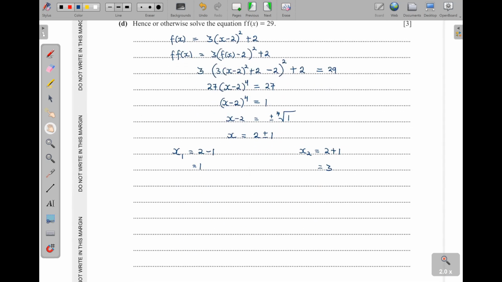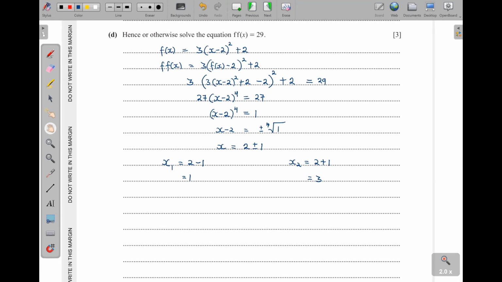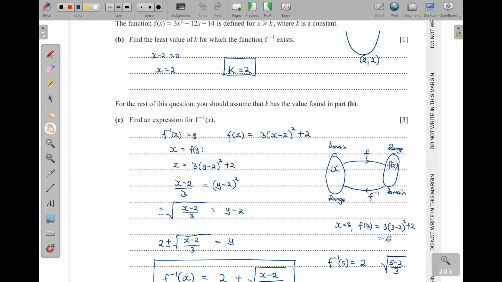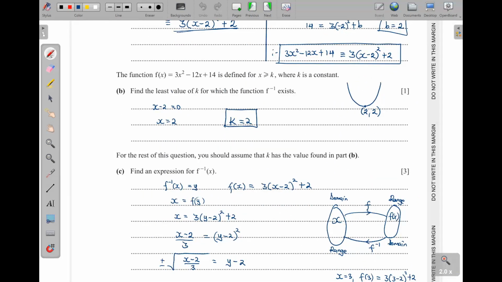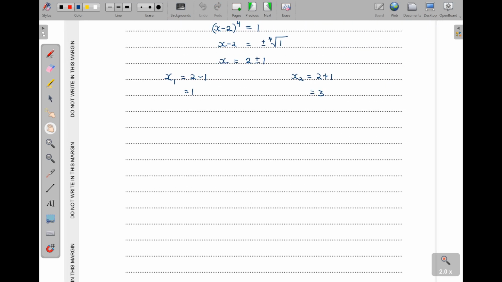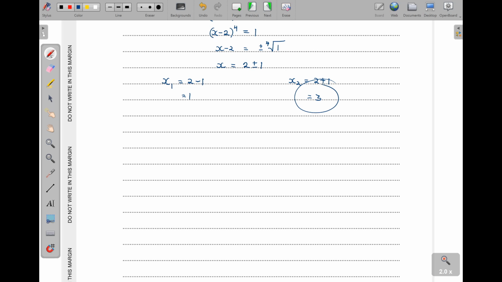But not all of these two values, we are going to take them. Now, we saw that f here is valid for x greater or equal to k, or x greater or equal to 2. That means the value of x we are going to take has to be the one that is bigger or equal to 2, and has to be this 3 here. So in my conclusion, I will say since x is greater or equal to 2, then x here is going to be equal to 3. As simple as that.